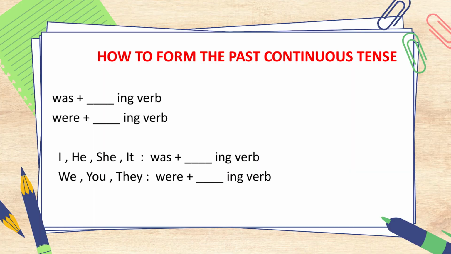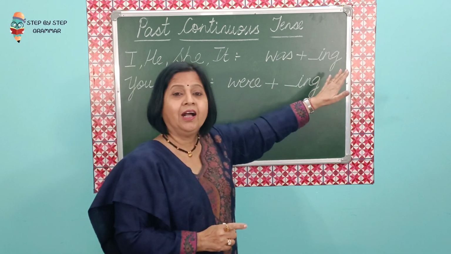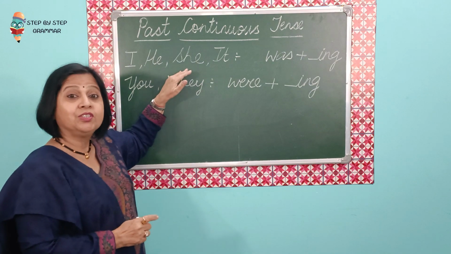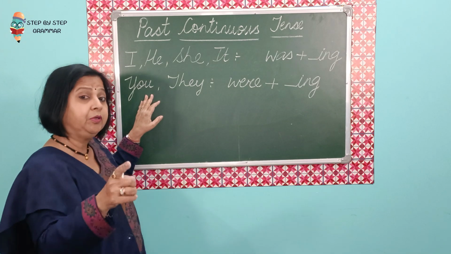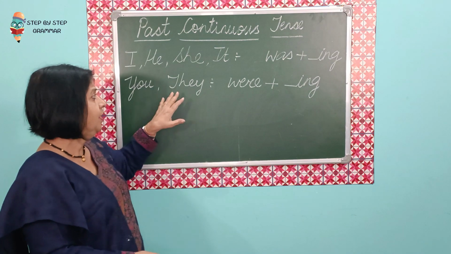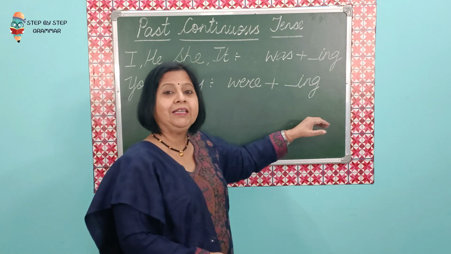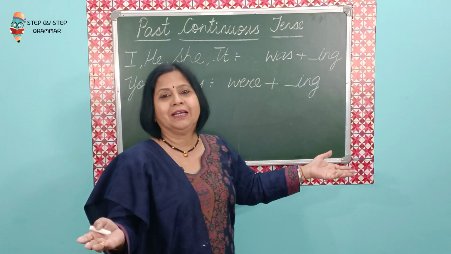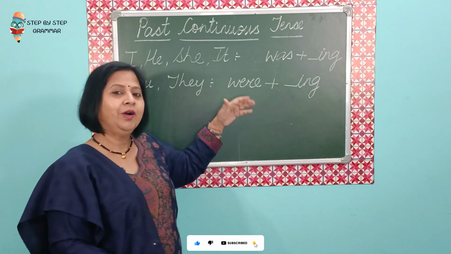So, if the pronouns are I, she, he, or it, very easy. They will just take the helping verb was plus the ing because all these are singular pronouns. And if it is the plural or even you, for example, because you, singular or plural, both remain the same. So you, the singular as well as the plural, as well as they, take the helping verb were plus the ing verb. And that's all in past continuous. So you've learned everything in past continuous. Was plus verb plus ing.